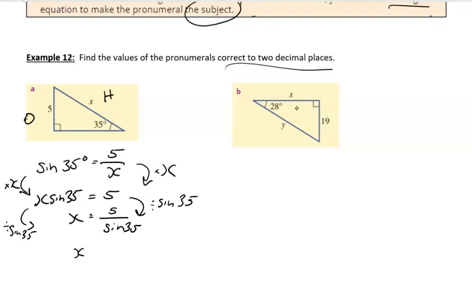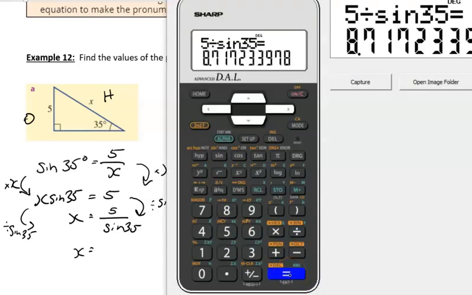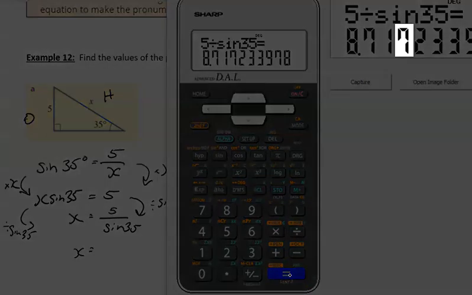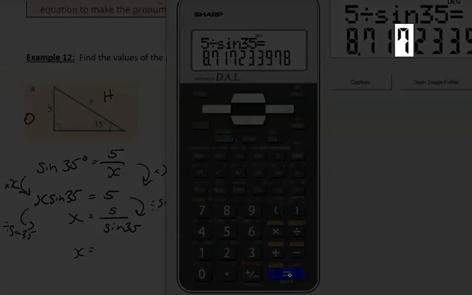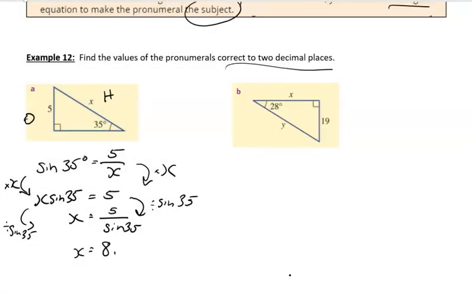And if I do that in my calculator, and I round, let's do it in the calculator. That's going to give us 8.71. If we round it to 2 decimal places, that critical digit of 7 is going to push the 1 up to a 2. So that gives us x will then be equal to 8.72. And that is the length of x. So now we know the length of the hypotenuse.